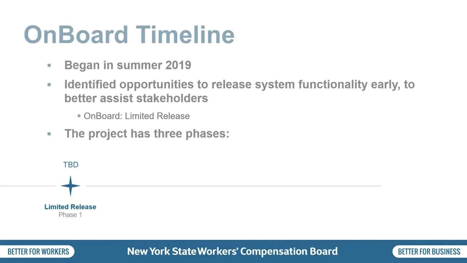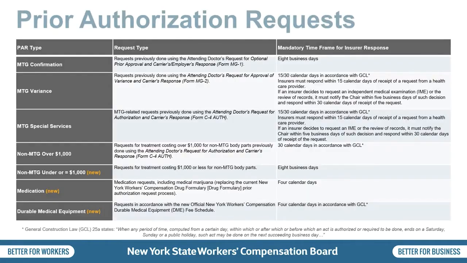This multi-year project initially began in the summer of 2019. We identified opportunities to implement some early process improvements and functionality sooner in what we are referring to as OnBoard Limited Release. And will include a new online process for prior authorization requests, or PARs, as well as the online submission of Form HP 1.0. In January of 2022, Phase 2 will be available, which includes eClaims EDI 3.1. When use of limited release begins, paper form MG1, MG2, and C4 auth will be eliminated.